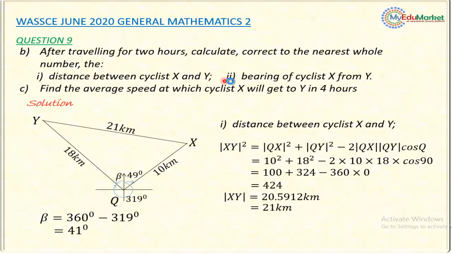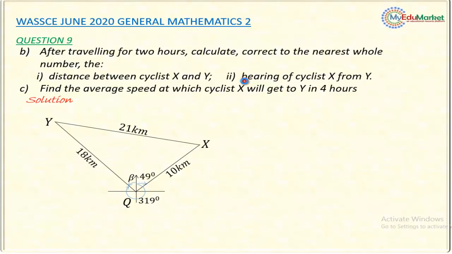So I'll move to Roman 2 of that very question. Let me move to the next page. In Roman 2, I'm asked to find the bearing of cyclist X from Y. This is cyclist X, and this is the pointer of cyclist Y. So I'm to find the bearing of X from Y. I'm going to draw the direction of north, east, and west at Y, because I'm taking the bearing of X from Y. So let me draw that.